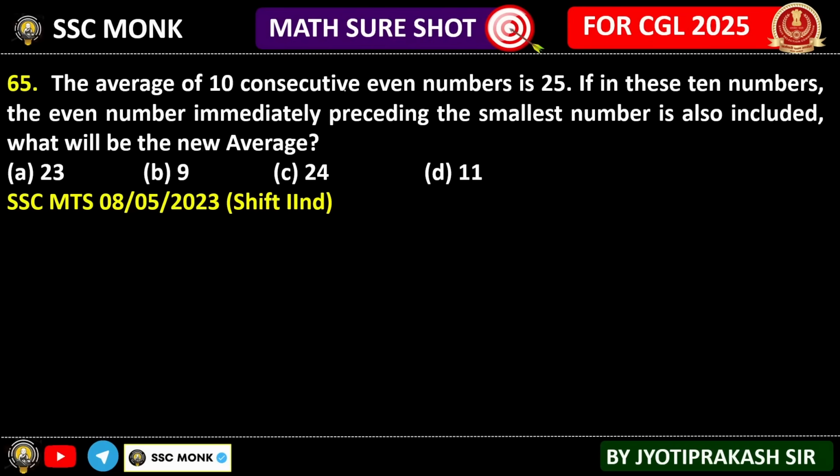Now it's very simple. 10 consecutive even numbers. So let's say x is an even number. Its consecutive even number will be, if 2 is an even number, the next even number is 2 plus 2, that is 4. Next is 4 plus 2, that is 6.